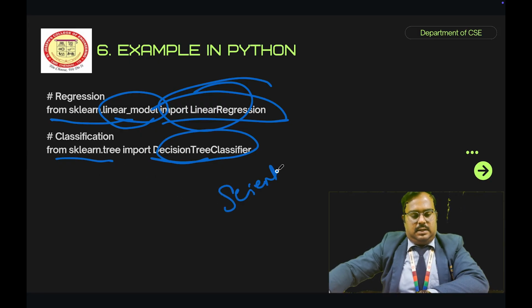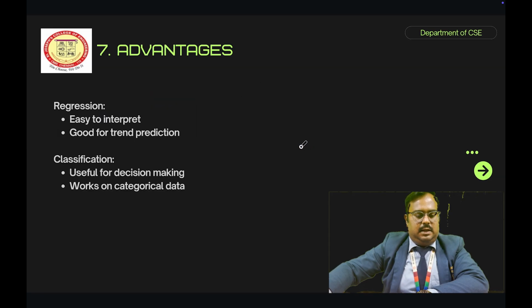Okay, next here are the advantages. In regression, the advantages are that it is easy to interpret and good for trend prediction. In the same way, classification is useful for decision making. It works on categorical data.